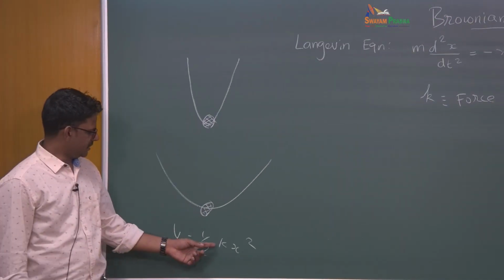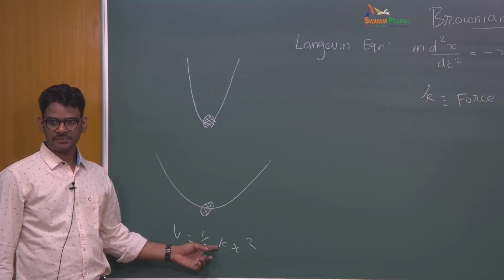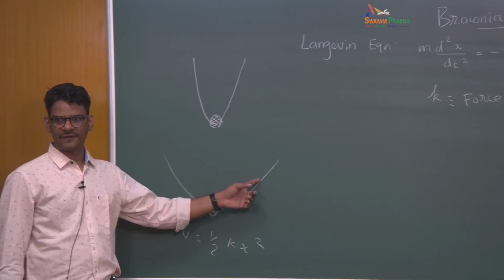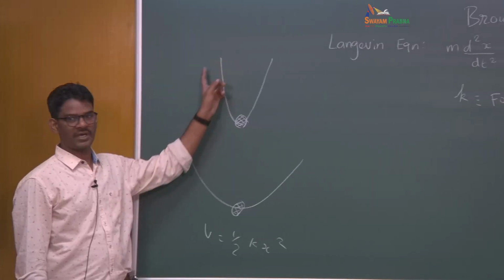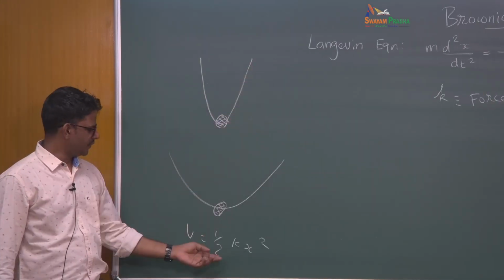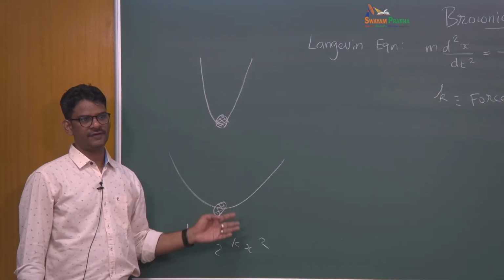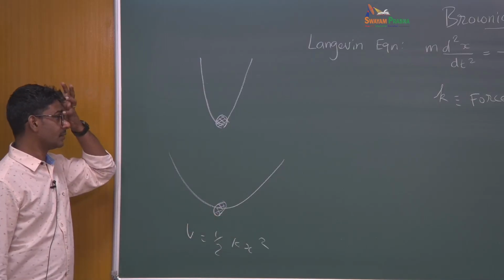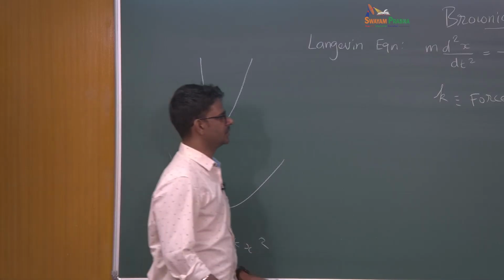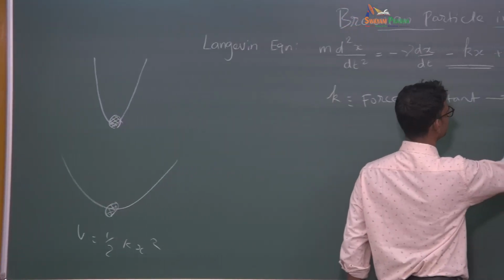You can see that when k is low, you have a shallow potential. When k is very high, you have more of a stiffer potential. So we say this is the stiffness of the confining potential. So this relates to the stiffness of the potential.